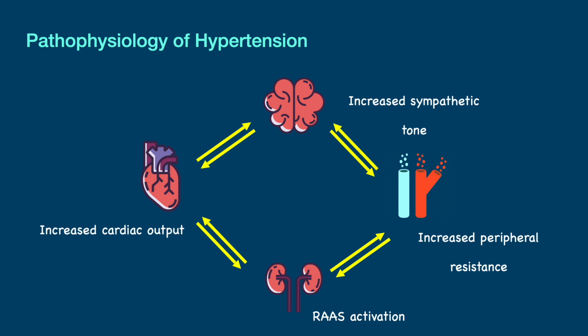Now let's look at how hypertension develops. Arterial hypertension develops due to a disturbance of the regulatory mechanism that usually keeps blood pressure constant. This includes increased peripheral resistance, an increase in cardiac output, or a combination of both. During the progression of the disease, several compensatory mechanisms take place, consistently keeping the blood pressure at an elevated level.